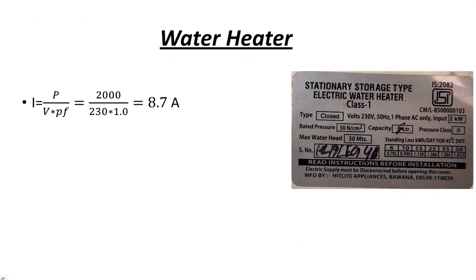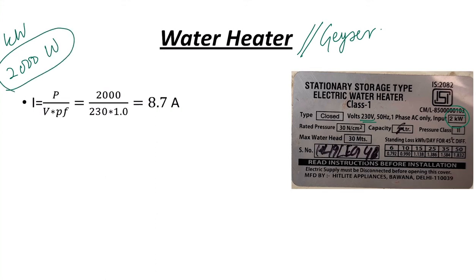Next, you have a water heater or a geyser, right? So this geyser is 230 volts, 2 kilowatt. By 2 kilowatt we mean 2000 watts. So 2000 watts, when you run it at 230 volts and power factor 1, it draws a current of 8.7 amperes. Now see an interesting thing.